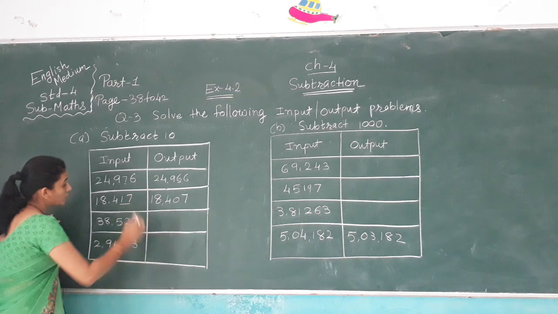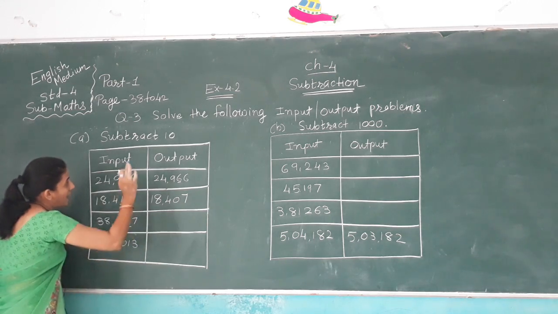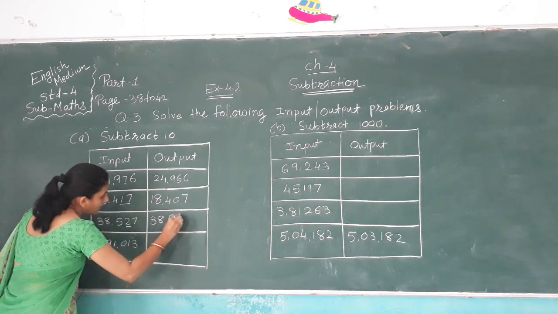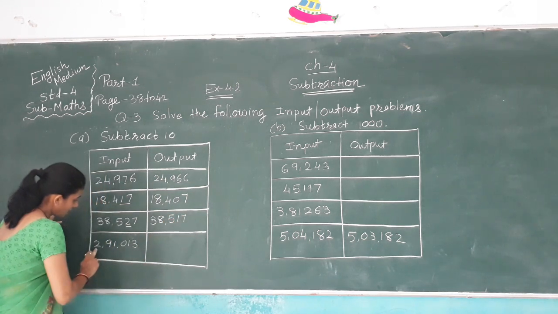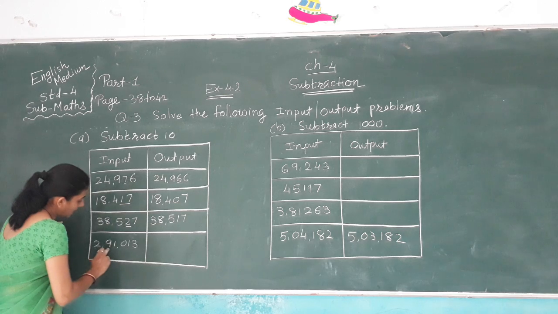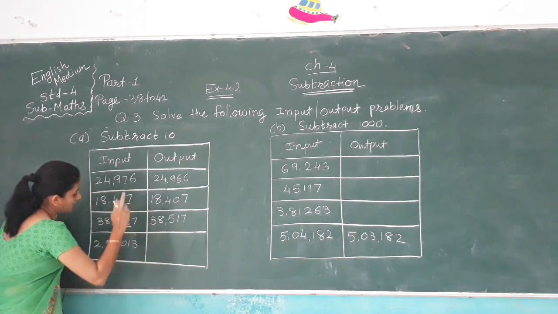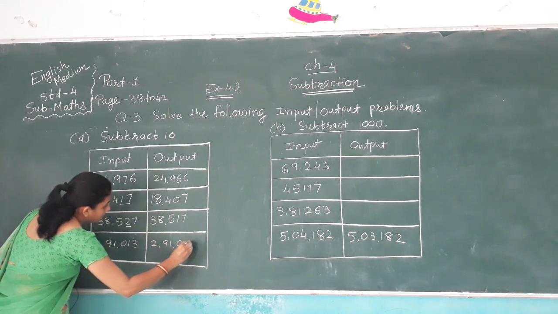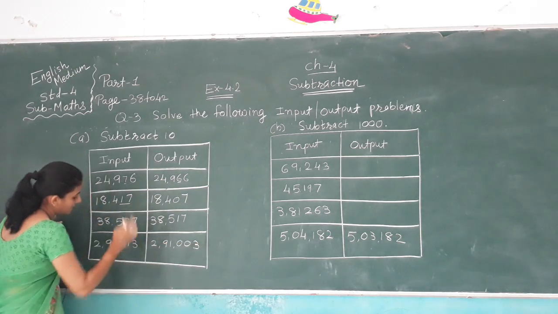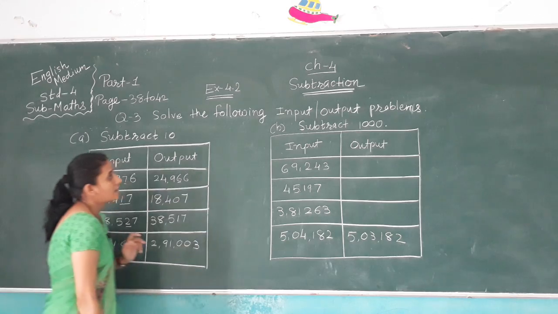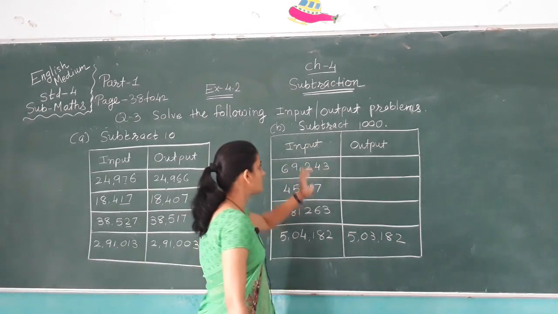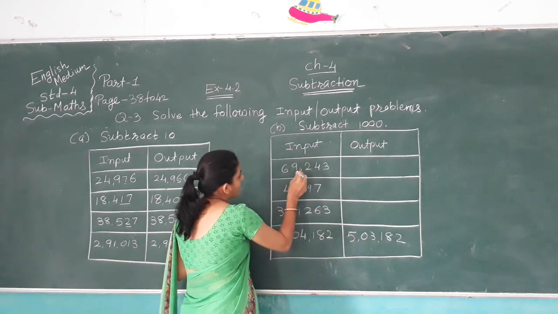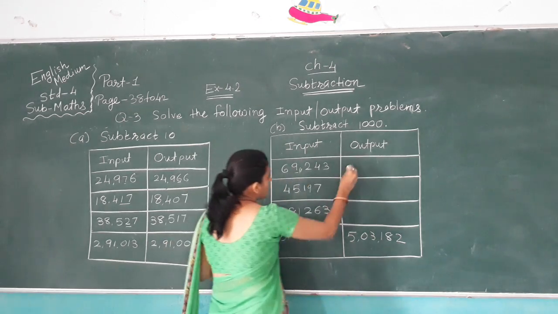Now 38,527. Here 2. So 27 minus 10. So 38,517. Here 29,1,013 minus 10. So 2,91,003. 1 minus 1, 0. Now subtract 1,000. Subtract 1,000. So thousands place here 9. 9 minus 1.